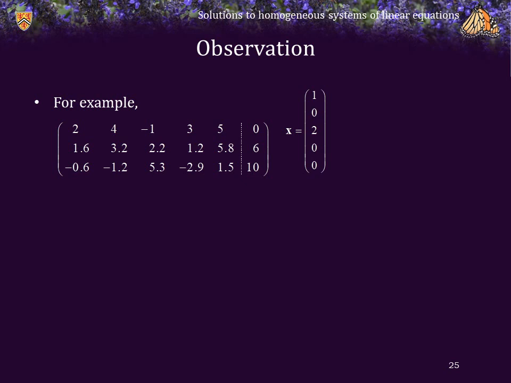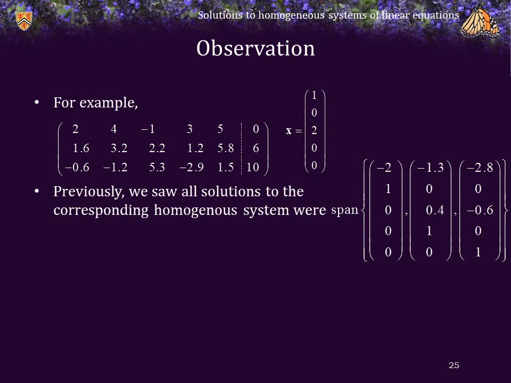For example, here we see a non-homogeneous system of 3 linear equations in 5 unknowns. One solution to this system is the vector 1, 0, 2, 0, 0. However, there are more solutions. After all, there must be at least 2 free variables. Well, in a previous slide, we saw that all solutions to the corresponding homogeneous system could be described by the span of these 3 vectors.